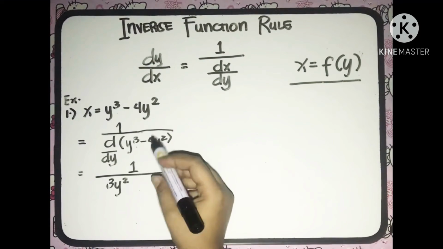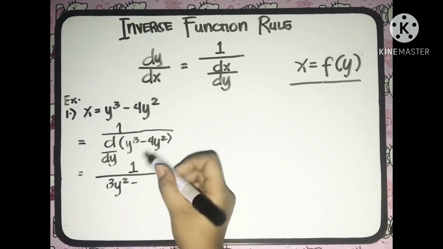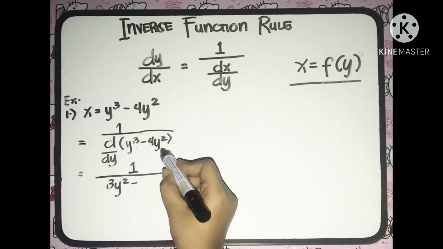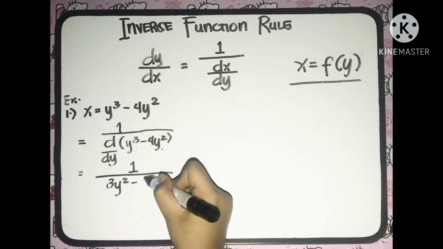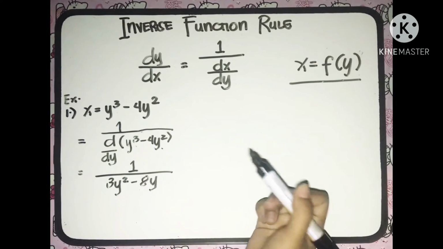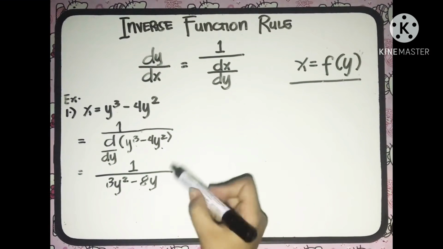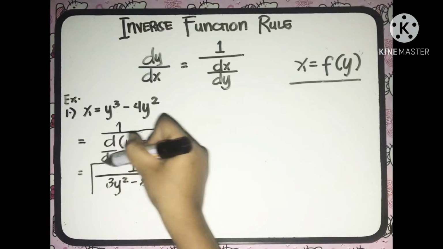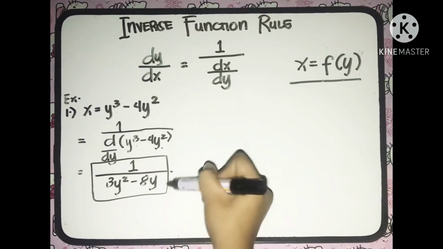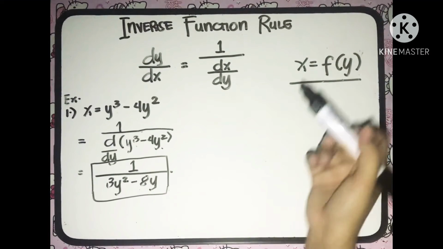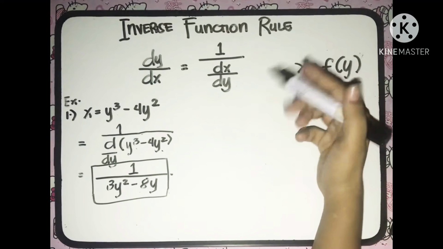And then we have minus the derivative of 4y squared. We'll have 8y. And there you go. That is the derivative for the given function. But there is also another way to solve for the inverse rule.